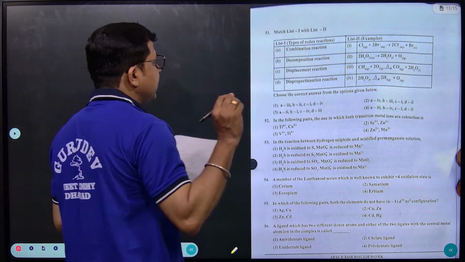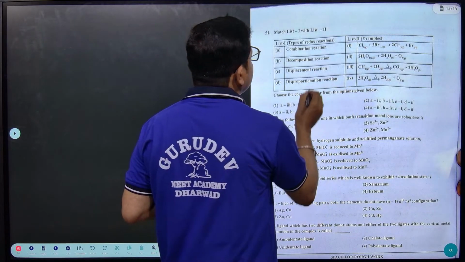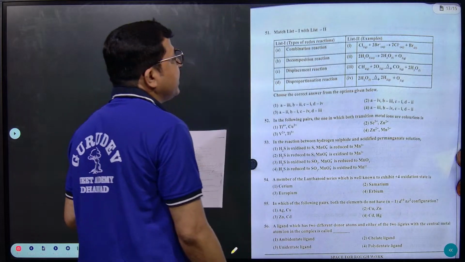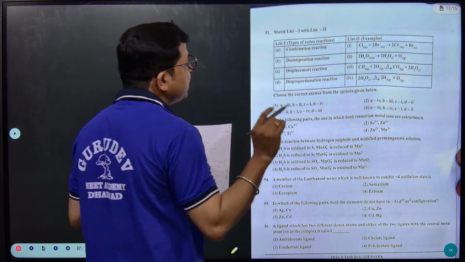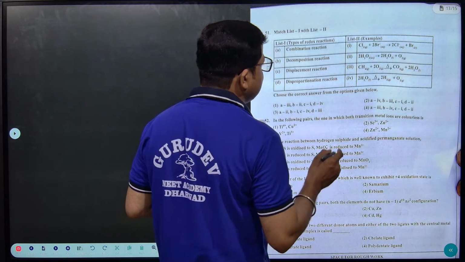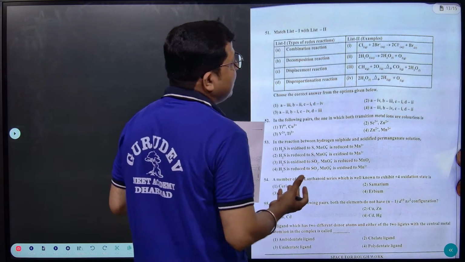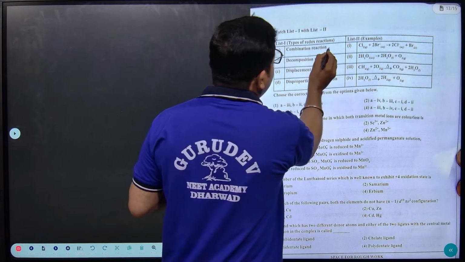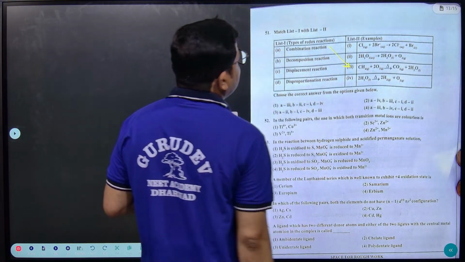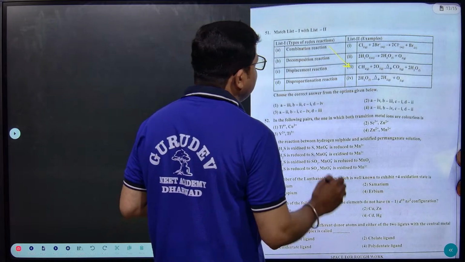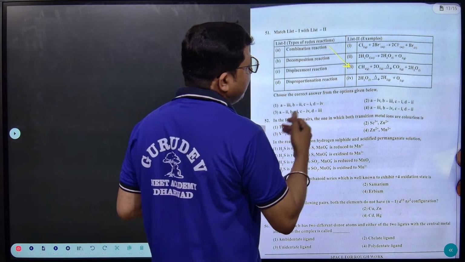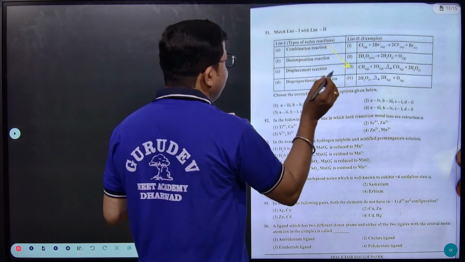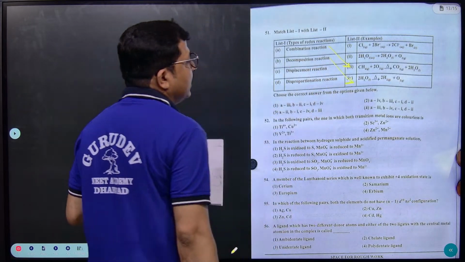And now the 51st question. Match the following types of reaction with examples. Combination reaction: where the combination takes place, two or more molecules combine together to form a single compound. See here, combination reaction A combines with option number 3. For decomposition reactions, a single compound decomposes to form two or more products. That is option number 4 for the decomposition reaction.